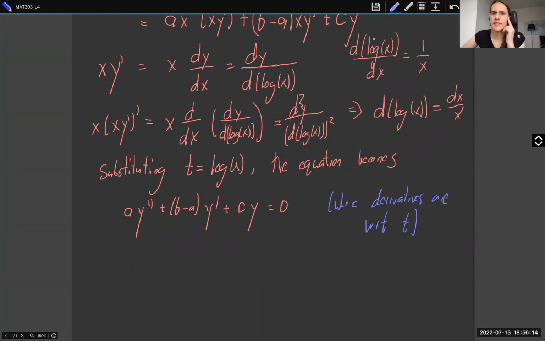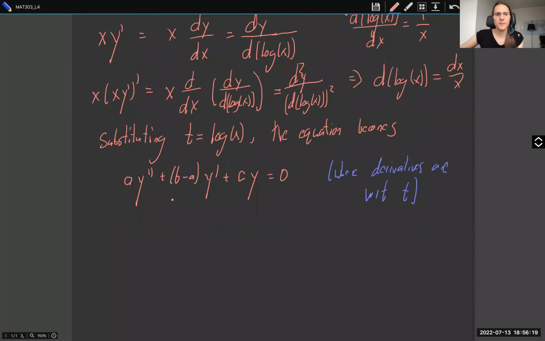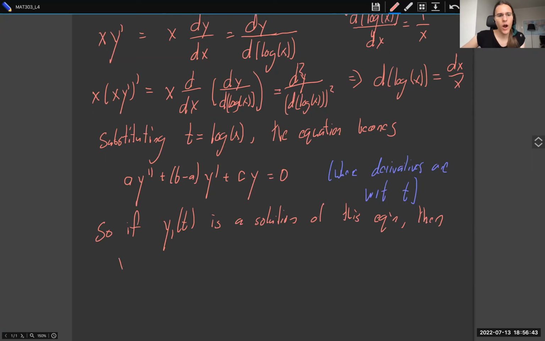So we basically can consider them as functions of t. Now, y is an unknown function of t. So if y1 of t is a solution of this equation, then what happens is that y1 of log x is the solution of the original equation.